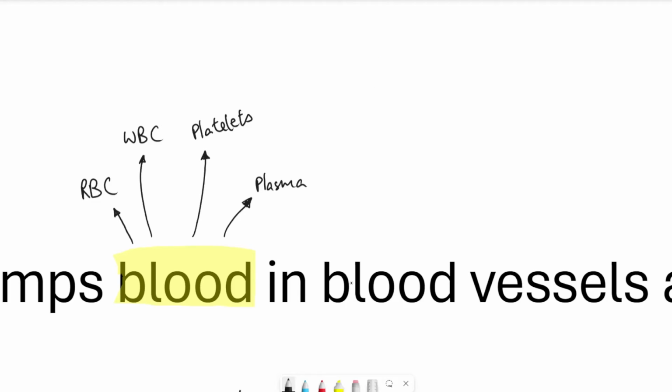Key thing to remember is the oxygen is not carried in the plasma. Oxygen is carried in the red blood cells. So if the question asks you to name 2 dissolved substances carried by the plasma, you must not mention oxygen, because that's in the red blood cell. So those are the 4 components of the blood.